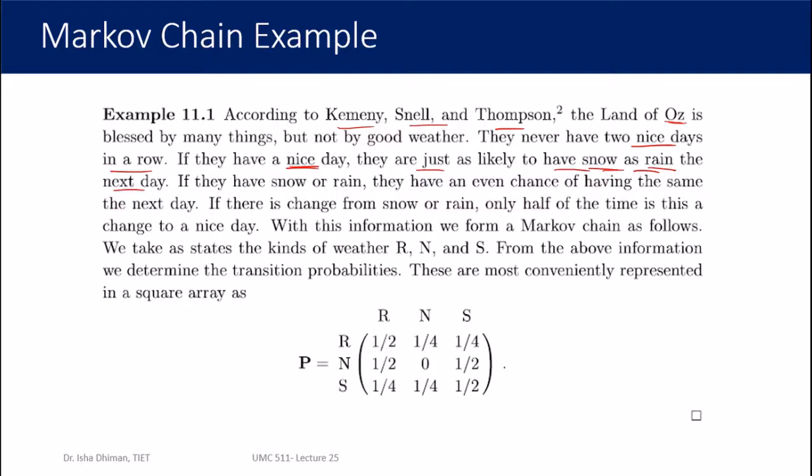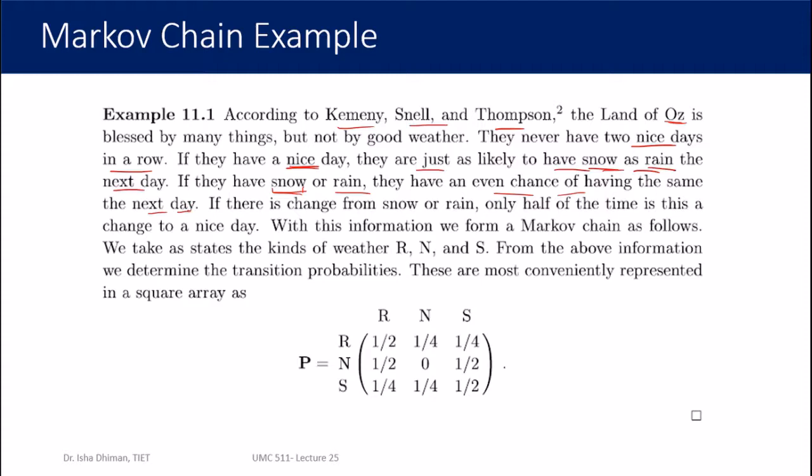If they have snow or rain, they have an even chance of having the same next day. So if today it's snowy, there is an even chance of having the same next day, so it will be snowy tomorrow as well. It means snow can go to rain, rain can go to snow with equal probability, right? So that's the meaning of the even chance.